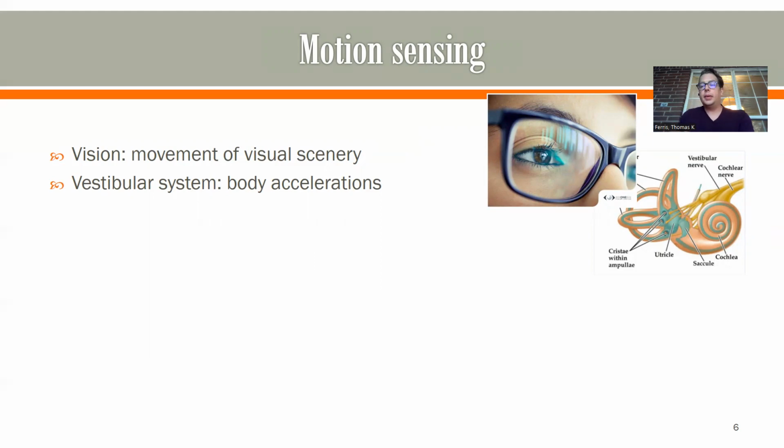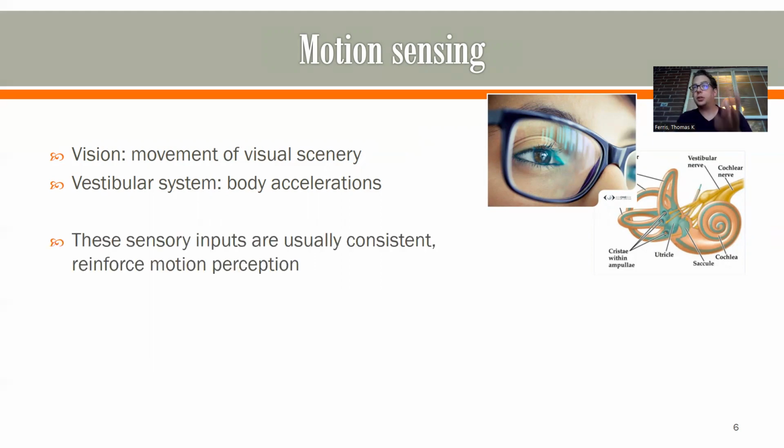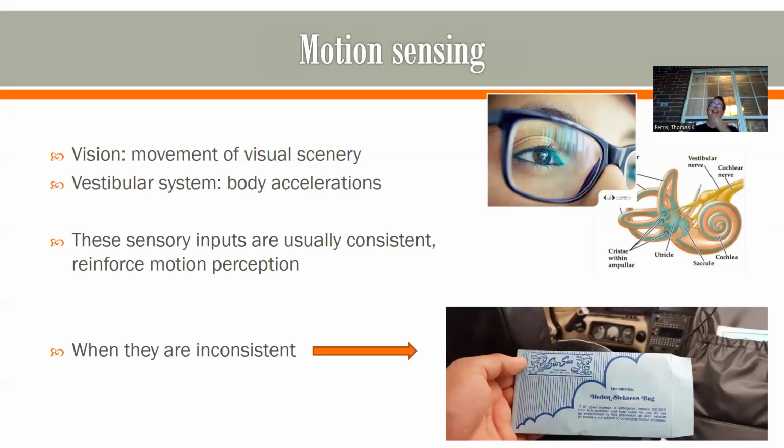And most of the time they match, and that's a good thing, because then you can reinforce: I'm seeing with my eyes the movement of my visual scene that is concurrent with what my other senses are telling me. Also my hearing, my auditory senses, gives me some spatial and movement awareness. But usually these match, right? When they don't, that's when we have different forms of motion sickness.